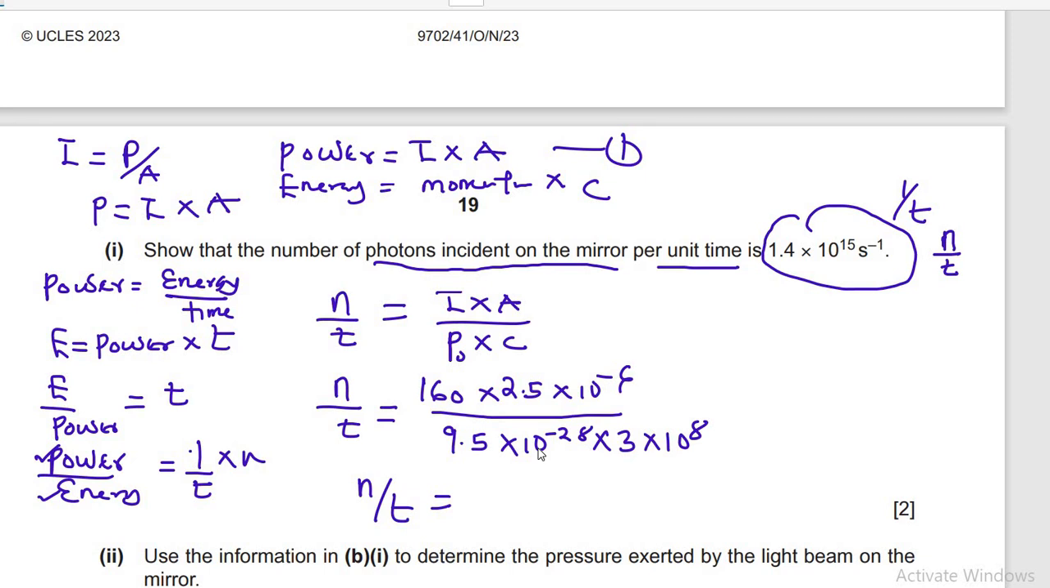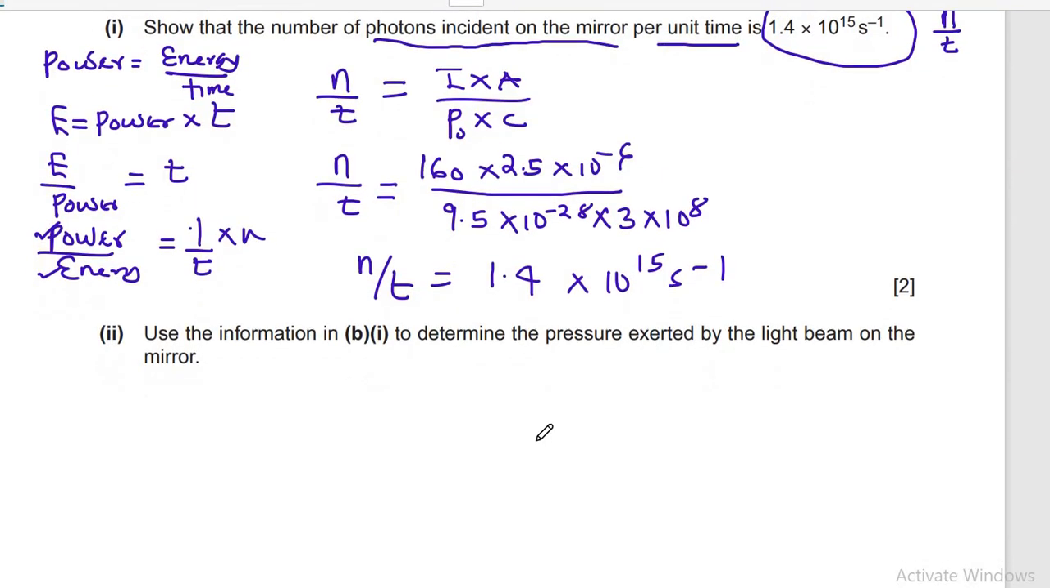Let's check my calculator. 160 times 2.5 times 10 to the power of negative 6, divided by 9.5 times 10 to the power of negative 28, times 3 times 10 to the power of 8. Yes, we got it. We have 1.4 times 10 raised to the power 15 per second. This is what they asked us to put.